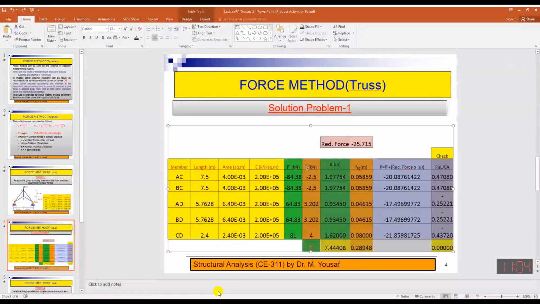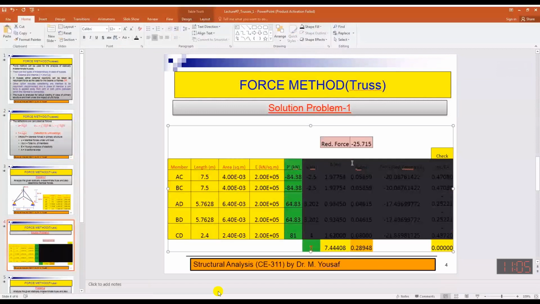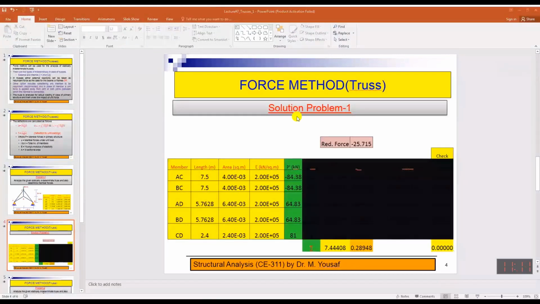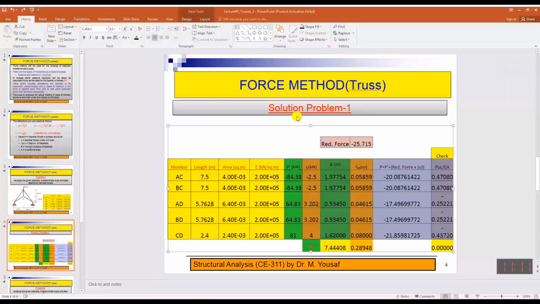If you apply the unit force, apply it and then tell me what result comes out. Apply the unit force at the location of the redundant. So look at this. Due to the unit force, in AC it is minus 2.5. See it and you may verify it. BC is 2.5, AD and BD are the same at 3.2, and in CD it is 4. If you see some discrepancy, that should be corrected.